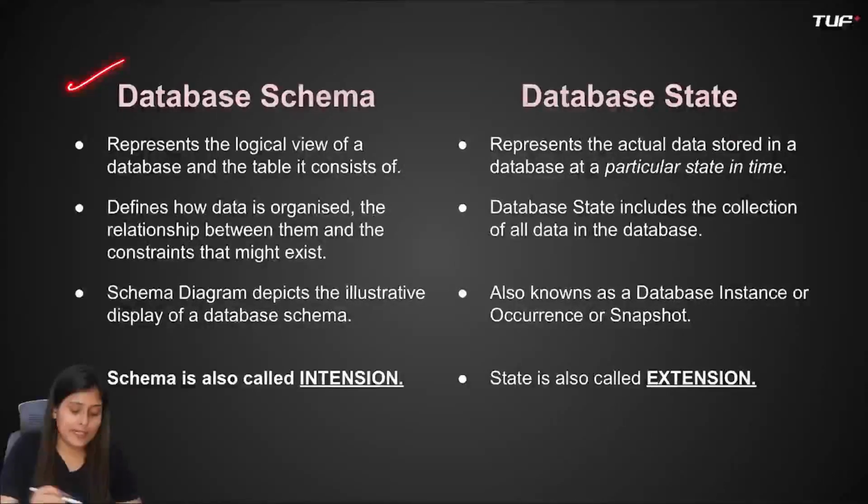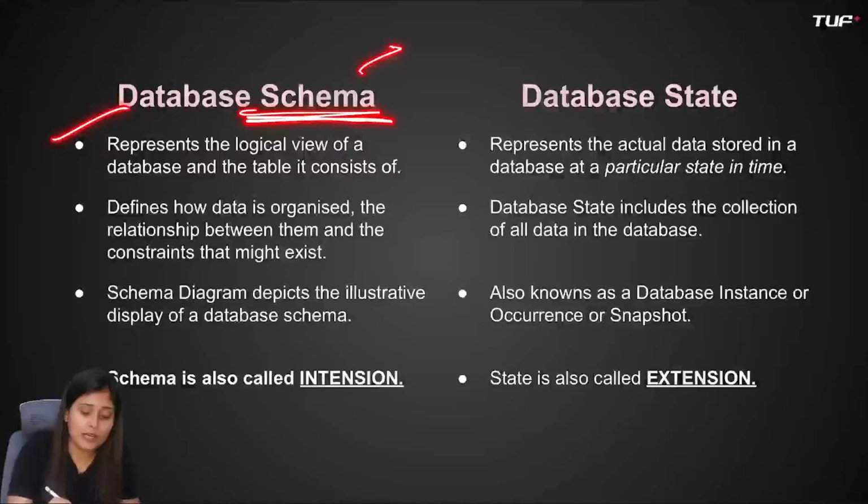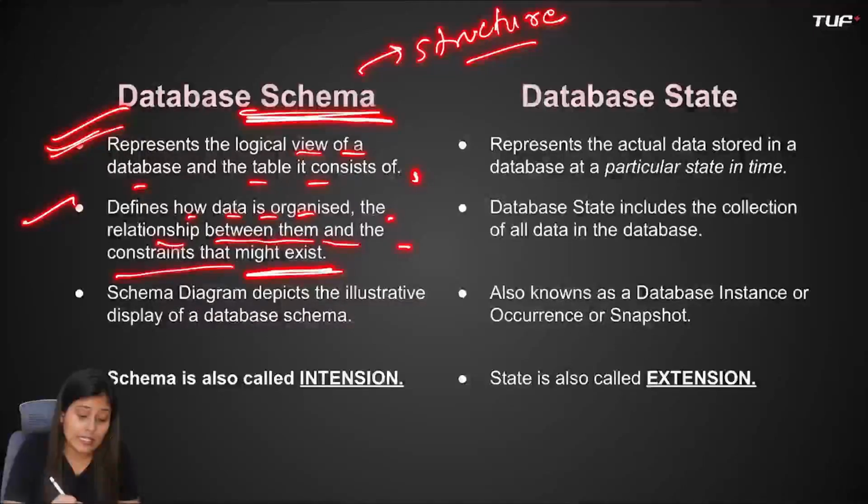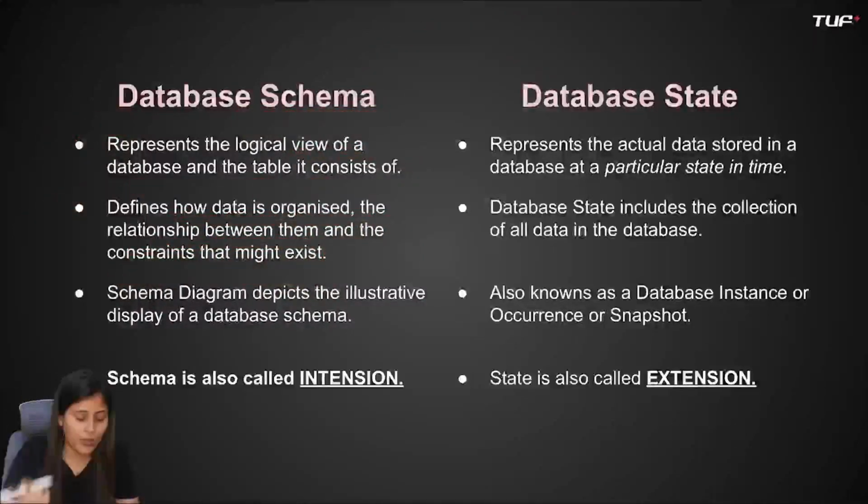Now let's see what is database schema and database state. From the name itself you know that schema is nothing but a structure, right? It represents a logical view of a database and the tables it consists of. Schema represents a logical view of the data. It defines how data is organized, the relationships between them, and the constraints that might exist. Instead of actually storing the data in physical memory, we just show how the data can exist and what the relationship can be between those entities.